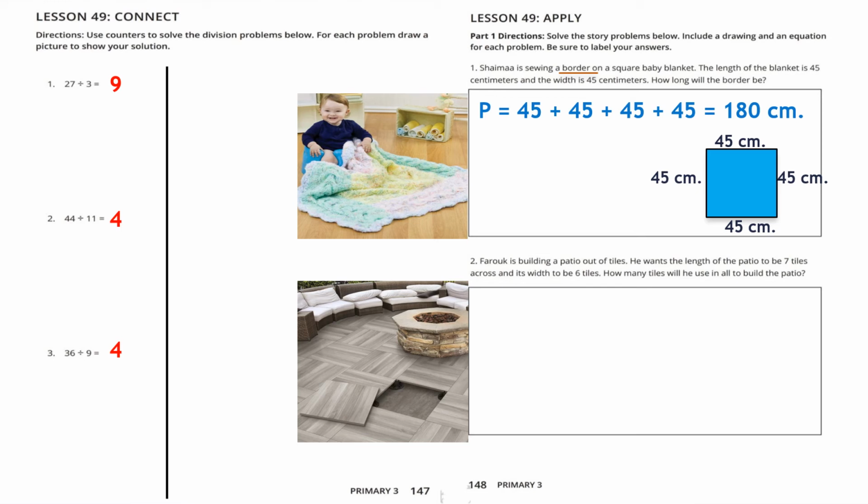We want to know the total patio, okay? So we have here the length 7, the width 6. It's like a rectangle. And we want to know the total patio inside this rectangle. So it's like finding the area, okay? So the area here equals length times width. Length is 7, width is 6. So 7 times 6 equals 42 square centimeters.